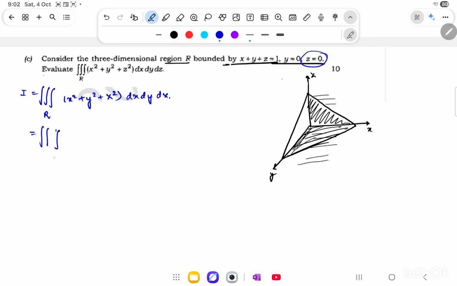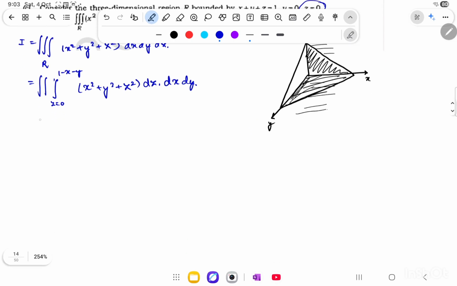That is the same as writing the integration where z is varying from 0 up till 1 minus x minus y, of x squared plus y squared plus z squared dz, into dx dy. Now let's evaluate it. It will be the integration of x squared plus y squared times z plus z cubed by 3, with limits from 0 to 1 minus x minus y, dx dy.